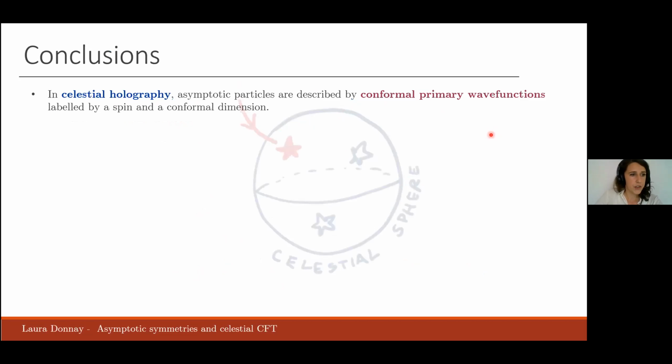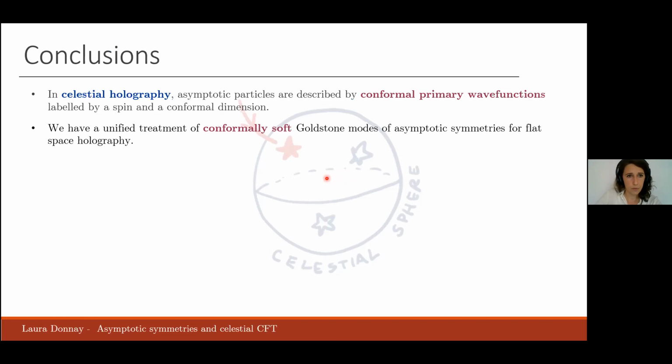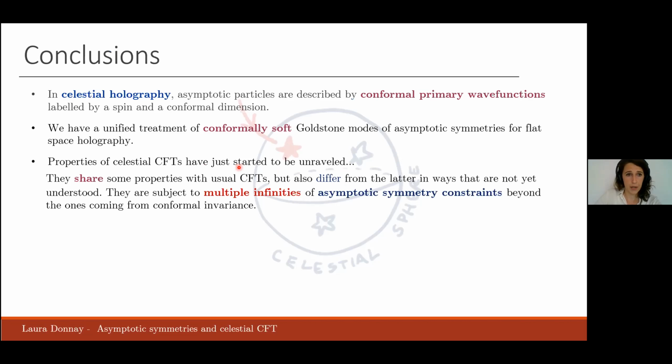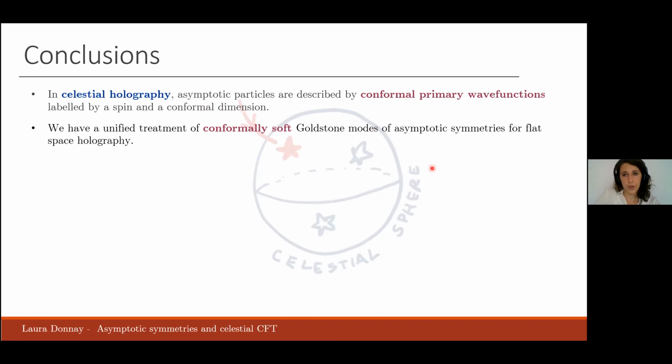So let me finish here by saying that we have studied conformal primary wave functions in celestial holography, where the labels are spin and a conformal dimension. We have looked at the so-called conformally soft modes, which arise for several limits of the conformal dimension. And we have shown the relationship between asymptotic symmetries and different proposals for super rotation symmetry.